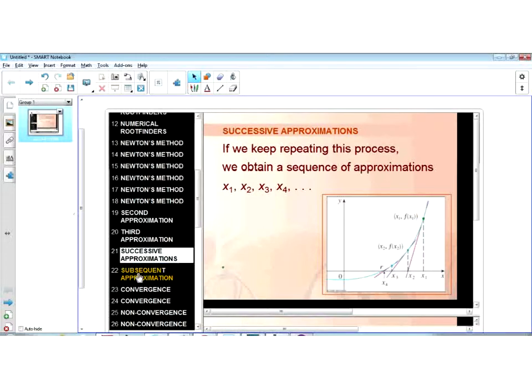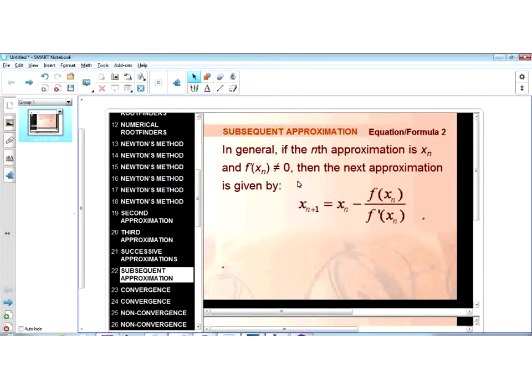Okay, so what is the approximation? How do we know? In general, the nth approximation is x sub n, and f prime of x sub n is not equal to 0. If the nth approximation is x sub n and f prime of x sub n, in other words this denominator, is not 0, then the next approximation is given by this. So this is the general form of Newton's method.